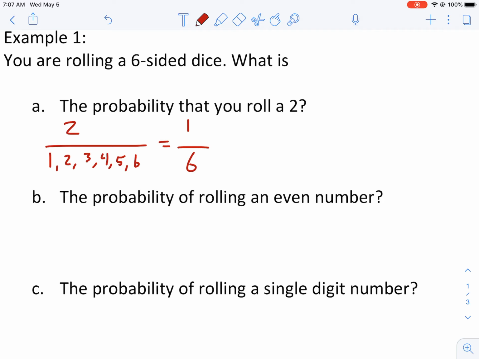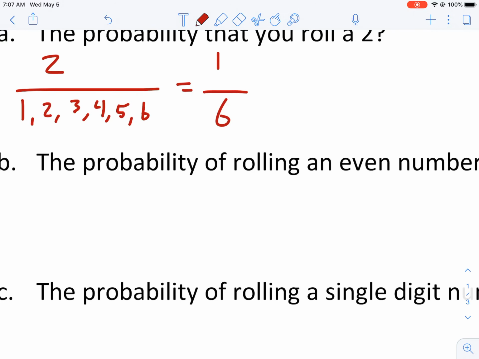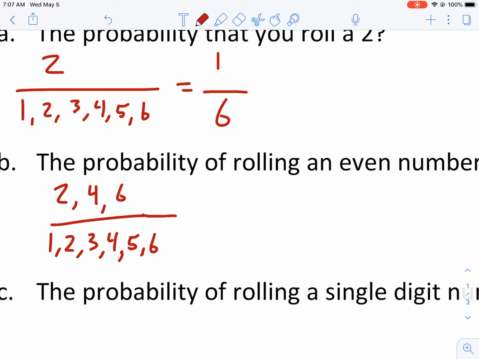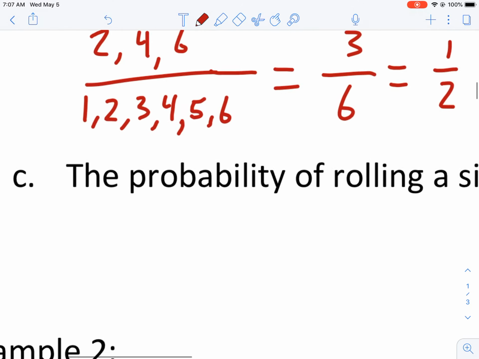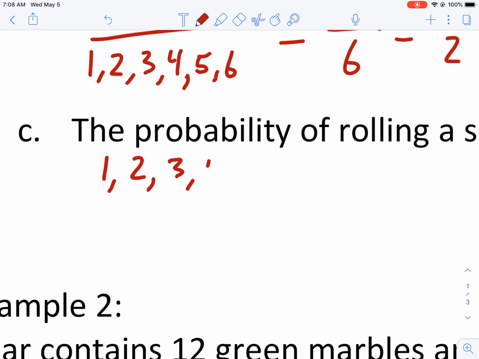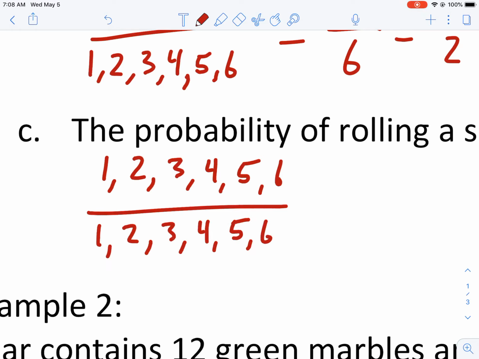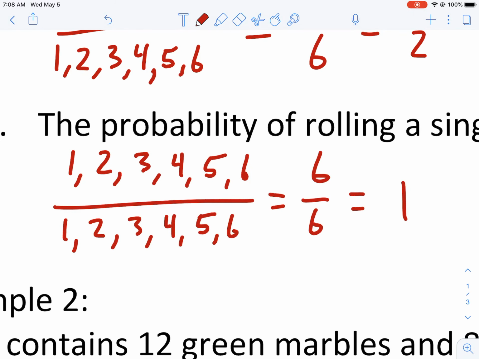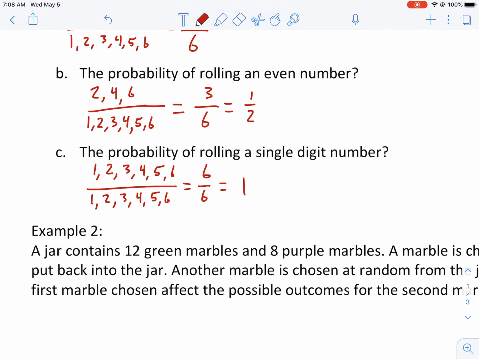But let's keep going. What is the probability of rolling an even number? Okay, so now we have multiple favorable outcomes. You could roll a 2, you could roll a 4, or you could roll a 6. And again, you still have the same number of total outcomes, which is 6. And now we have 3 favorable outcomes, so the probability would be 3 out of 6 or a half, okay? What's the probability of rolling a single-digit number? Well, every number that you could roll would be a single-digit number. So the number of favorable outcomes is actually the same as the number of outcomes, 6 out of 6, which equals 1, and 1 is actually the highest probability that you can have. This isn't like, I'm 110% sure. No, it's between 0 and 1, 0% and 100%. Okay.